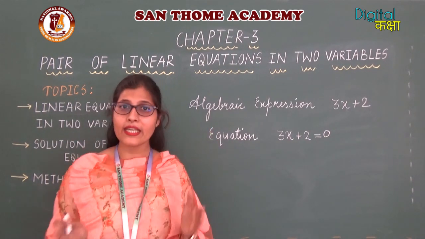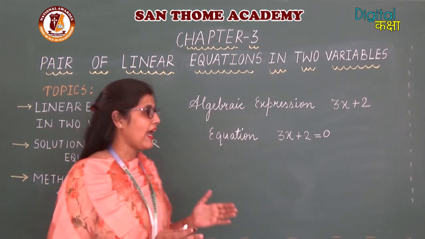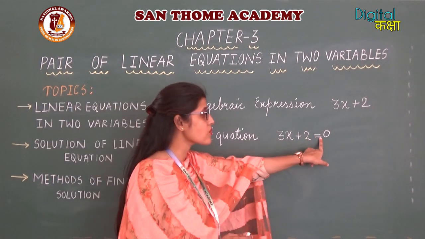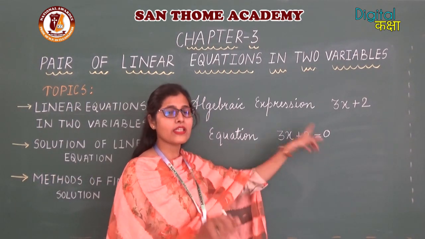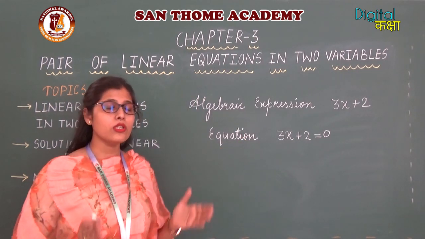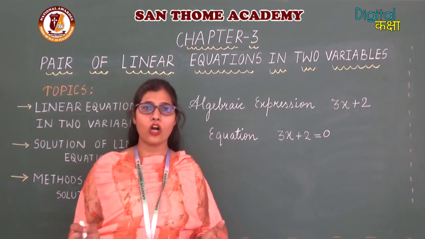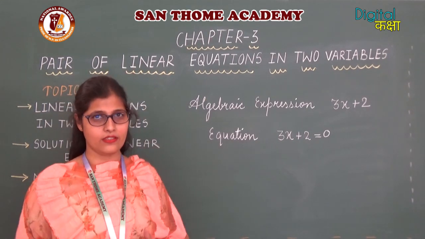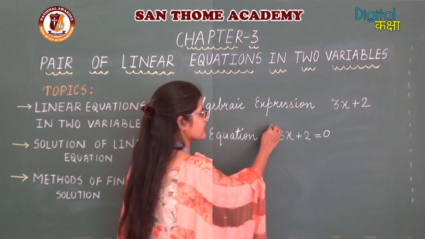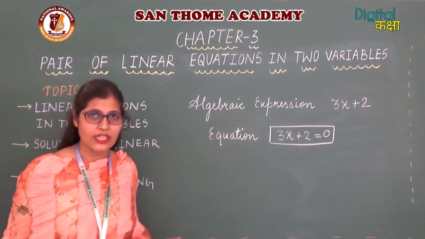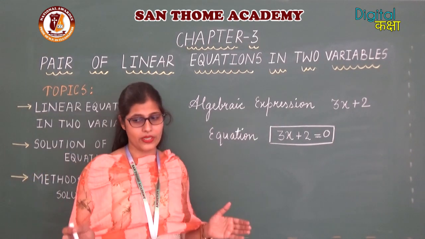So for an algebraic expression to be an equation, it should have an equals to sign over there. Without equals to sign, it will not be called as an equation. It will be called as an expression. Yes? So, here 3x plus 2 equals to 0 is an equation. It is called an equation.